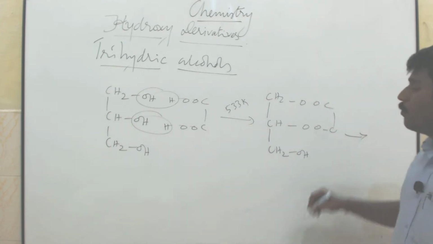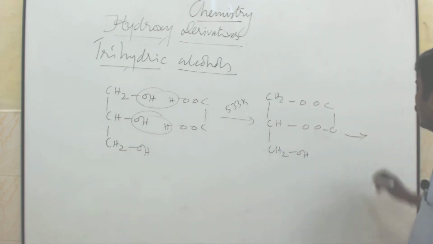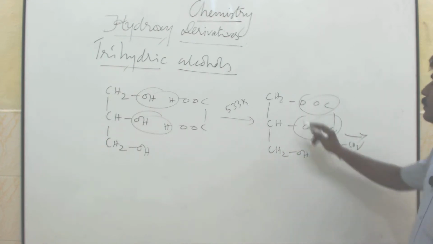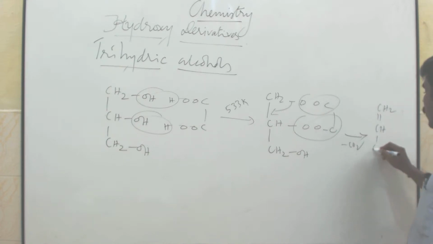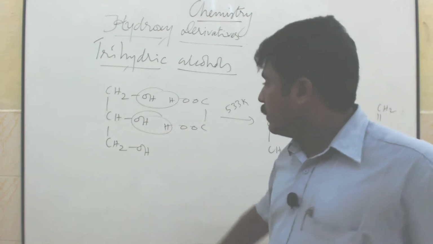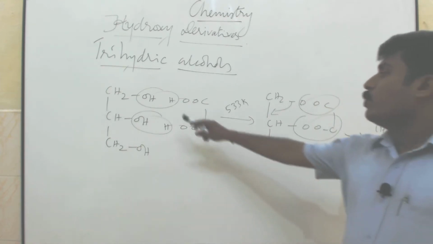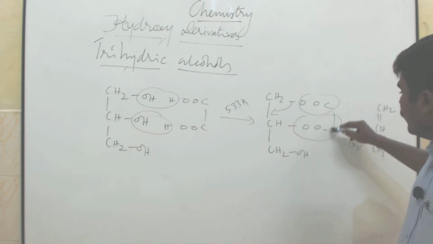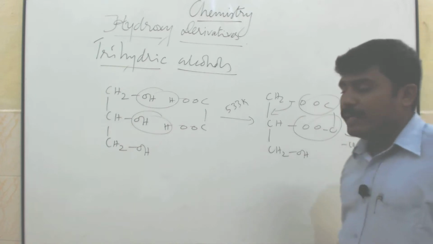So what will happen? Followed by decarboxylation reaction takes place to form allyl alcohol. Decarboxylation means minus CO2. CO2, CO2. What is remaining? It becomes CH2 double bond CH bond CH2OH, namely allyl alcohol. Okay. So glycerol reacts with oxalic acid at 533 Kelvin, removal of two water molecules. Remaining acid is an unstable compound. So the decarboxylation reaction takes place, removal of two CO2, remaining allyl alcohol.